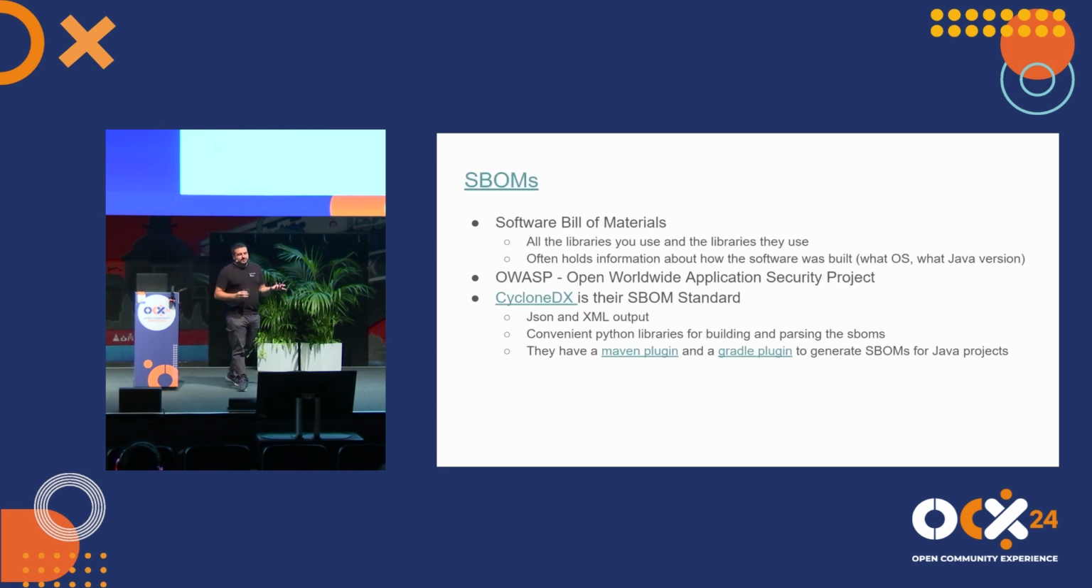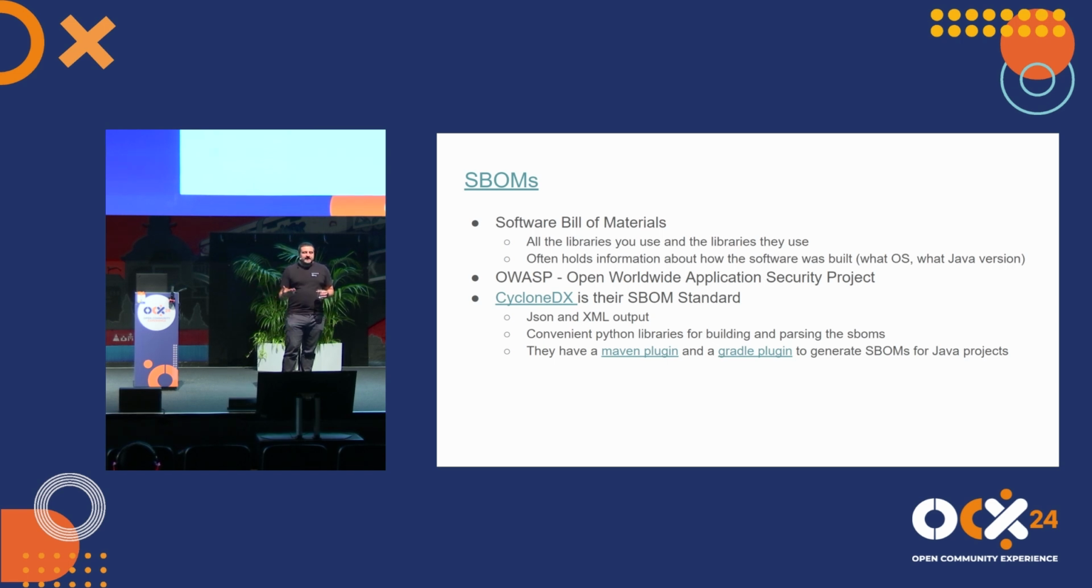So SBOMs. SBOMs are software bills of materials. They're all the libraries you use and the libraries that they use. I like to liken these to the list of ingredients of your software, right? So in the same way that when you purchase a cake, you know that that cake will contain flour, it'll contain eggs, it'll contain sugar, it might contain some fruits, right? The software bill of materials says this library you're using contains all these other libraries. It holds information as well about how the software was built, what OS, what Java version, for example.